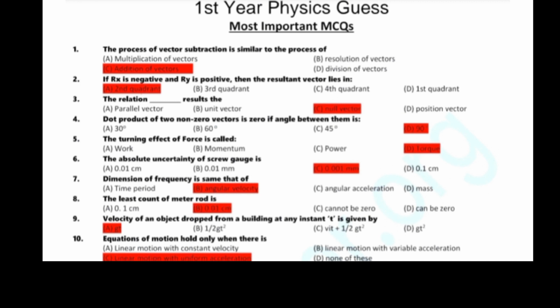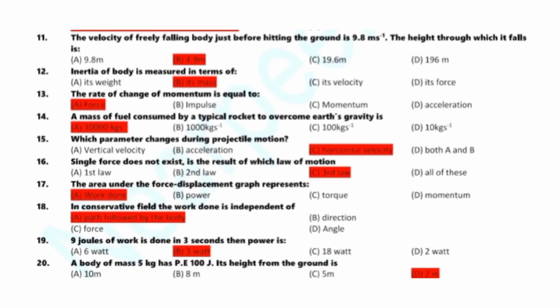Equations of motion hold when there is linear motion with uniform acceleration. The velocity of freely falling body just before hitting the ground is 9.8 meter per second. The height through which it falls is 4.9 meter. Inertia of a body is measured in terms of its mass. The rate of change of momentum is equal to force.